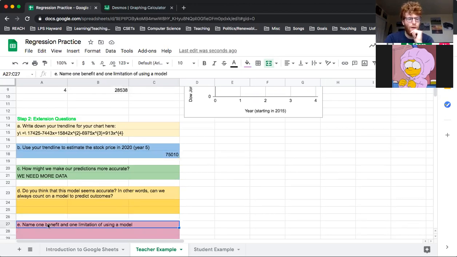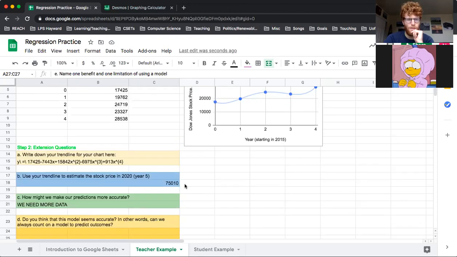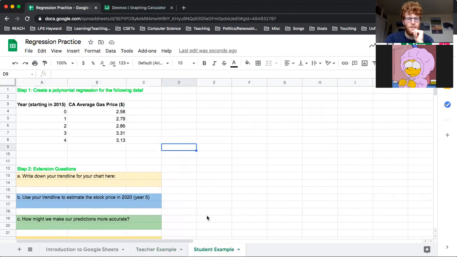I encourage you to think about naming one benefit and one limitation of using models. And your task is to do the same exact analysis, creating a polynomial regression, answering these same extension questions for yourself. I wish you luck. I look forward to speaking about it with you tomorrow.